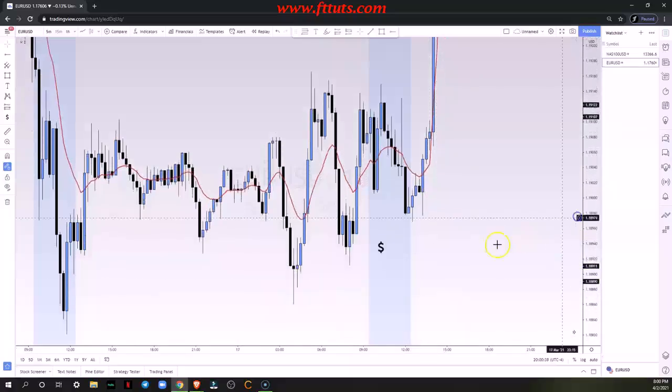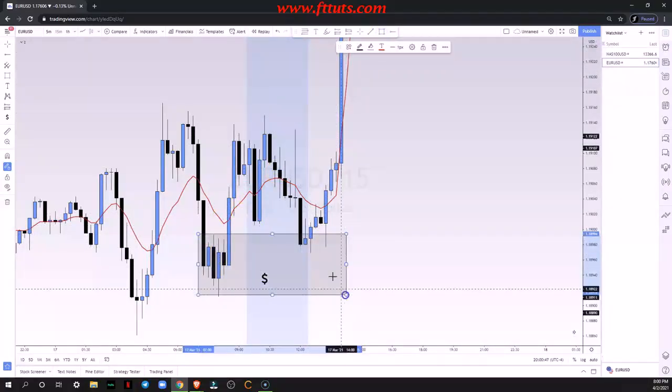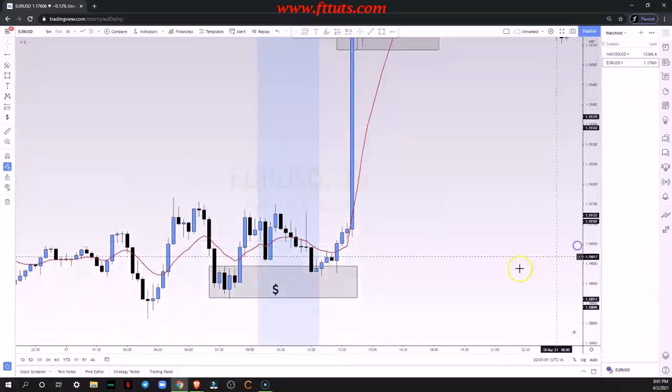Okay, we have another demand area. We have aggressive buying. Aggressive buying orders was placed down here. We will be drawing our box over here and drag it across. It never really reached it, but then it came back here to get into the zone. We will be buying over here, and once we bought, you see what happened.